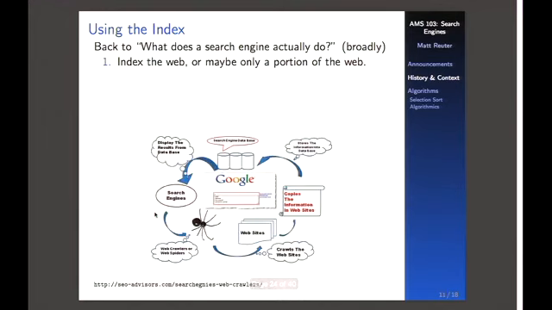Okay, so back to our question then of what does a search engine actually do? Well, we've got a couple things. First of all, we know that the search engine has to index the web. It has to go out and look and see what information is available. Okay, so if the search engine is going to make recommendations when you put in your search term, it has to know what's out there. What is it possible to recommend?